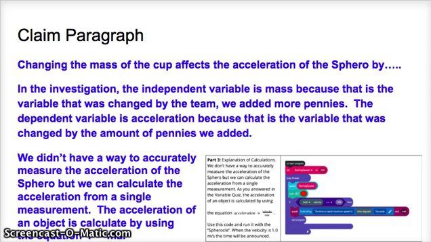This is taken directly from pre-experiment 3.6 and how you did the coding. So it says we didn't have a way to accurately measure the acceleration of the Sphero, but we can calculate the acceleration from a single measurement. The acceleration of an object is calculated by using the equation F equals ma. And then you can also add that we coded this using Sphero Edu, and that this is how we came up with our data table.